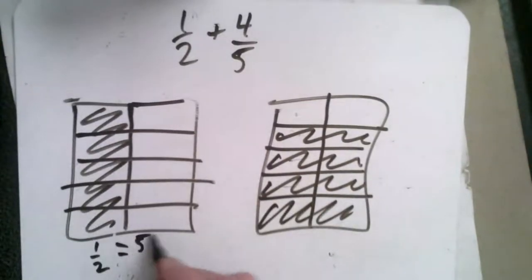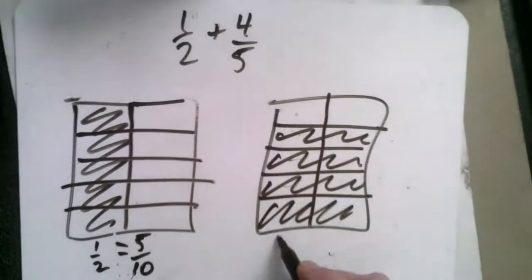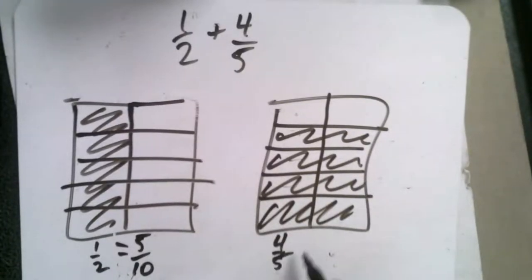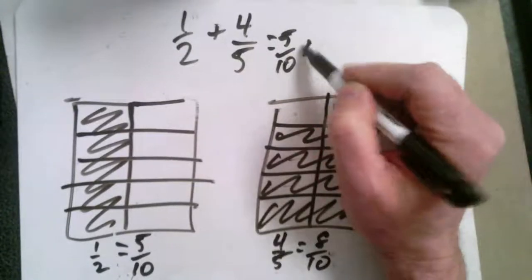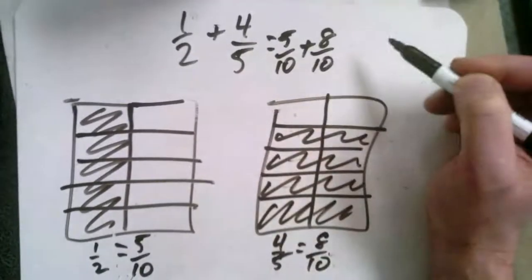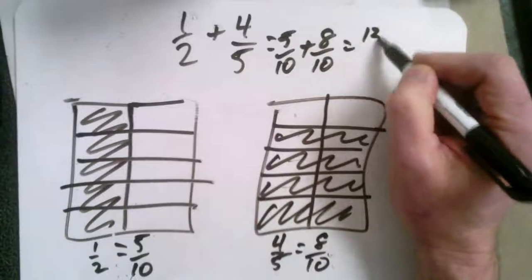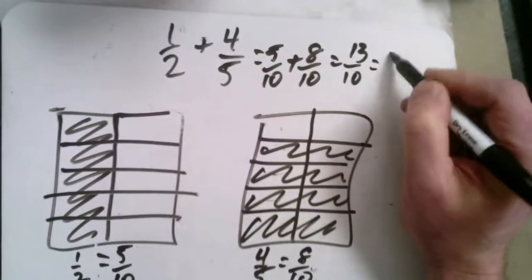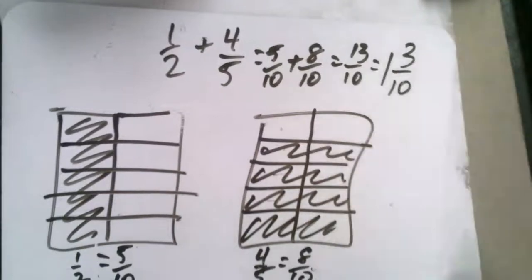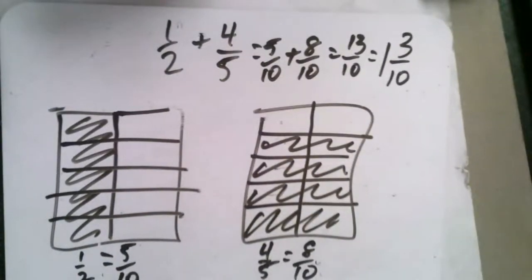So 1/2 is equal to 5 tenths. 4 fifths is equal to 8 tenths. 1, 2, 3, 4, 5, 6, 7, 8. And now I'm adding 5 tenths plus 8 tenths, which is 13 tenths. Oh, fraction bigger than 1. What is it as a mixed number? It's 1 3/10. That should be enough for you to do today's problem set.